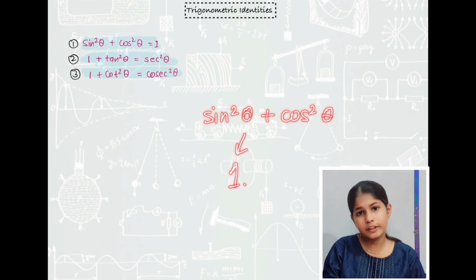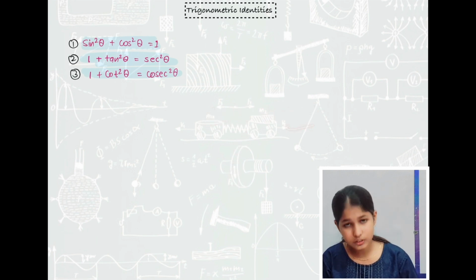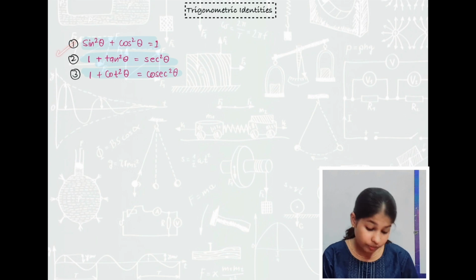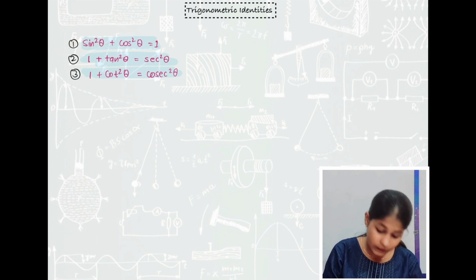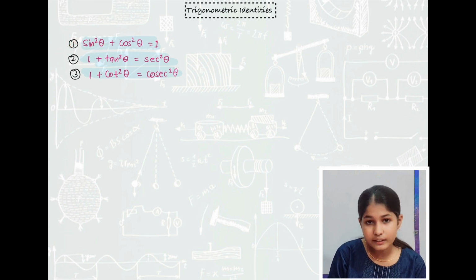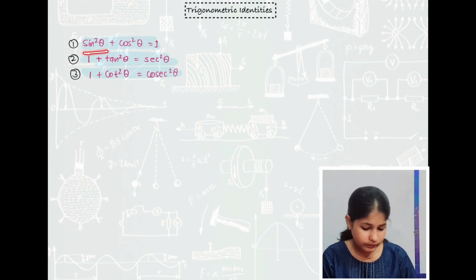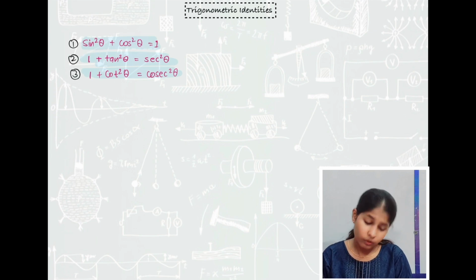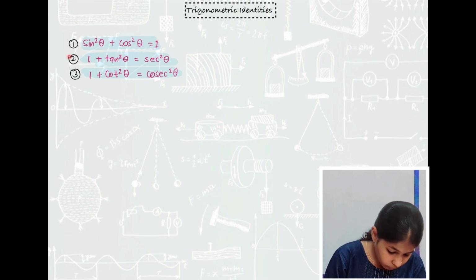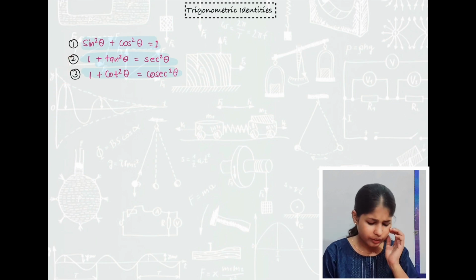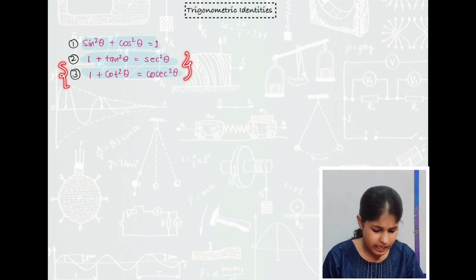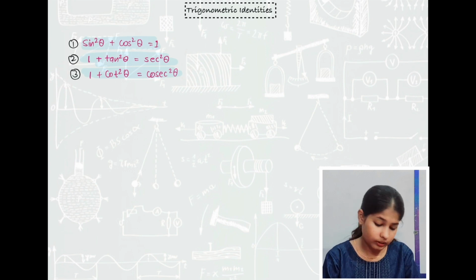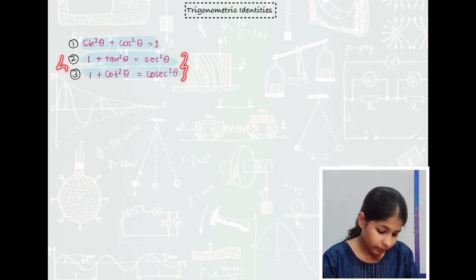Why? Because it is an identity. You can use this identity. Even not in equation form, but even if the value of theta is given, you can answer simply, because sin square theta plus cos square theta will be equal to 1. But most of the students get confused in learning these two identities.